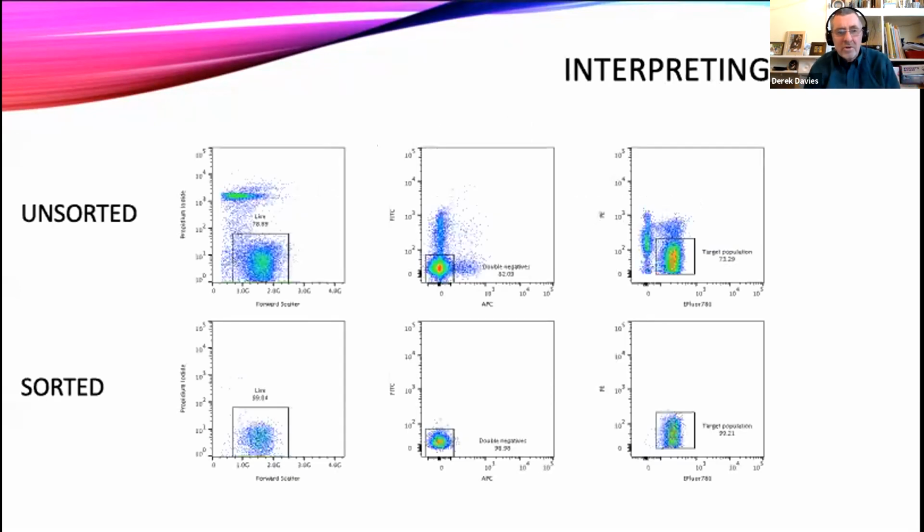So this is a slide I showed 3 webinars ago, and this is what we want, isn't it? This is our unsorted population on the top 3 panels, and then the equivalent on the bottom of the sorted panel. So we've set a gate around our live cells.